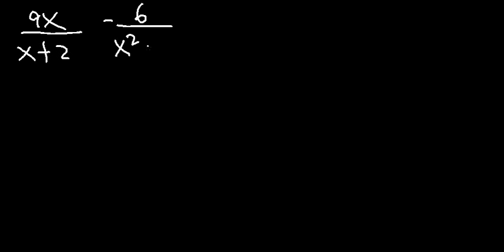Let's try this one. 9x over x plus 2 minus 6 over x squared minus 4. Let's say that's equal to 5 over 2 minus x.